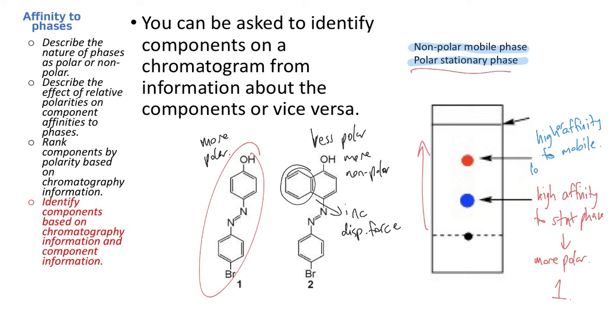Alternatively, you can say that this has a low affinity to the stationary phase. And really, I should be saying lower affinity to the stationary phase. So since it has a lower affinity to the stationary phase, it's moved further, which means that it is more non-polar or less polar. Both of those ideas are acceptable, which means that it's number 2. So that's the kind of thing that you're going to be asked to identify from these chromatograms, and working out information about the components of those mixtures.